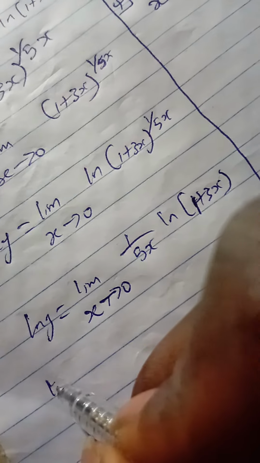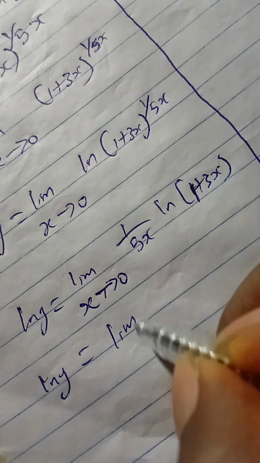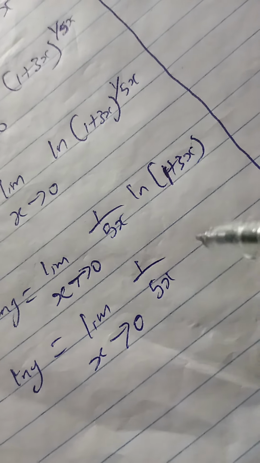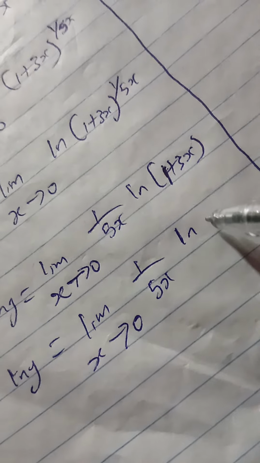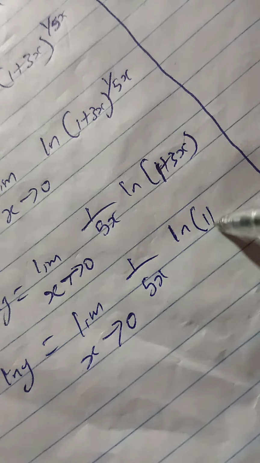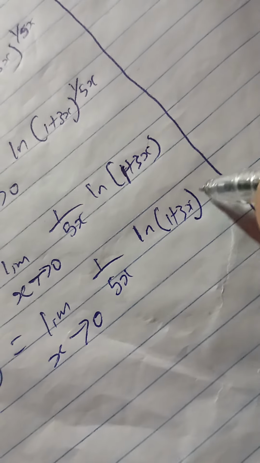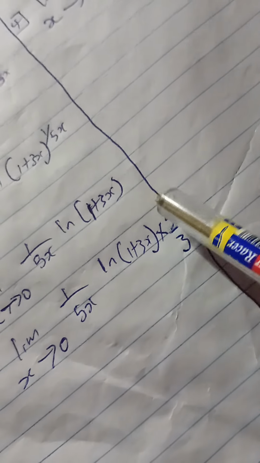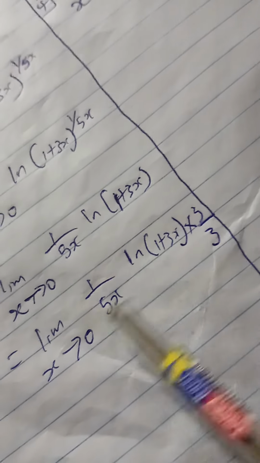So we can see, how can I turn this guy to 1 now? It's going to give me ln y equals the limit as x tends to 0 of 1 over 5x times ln(1 + 3x), are we together? Multiply by 3 over 3. If I say 3 over 3, that's just 1. It has not changed anything.